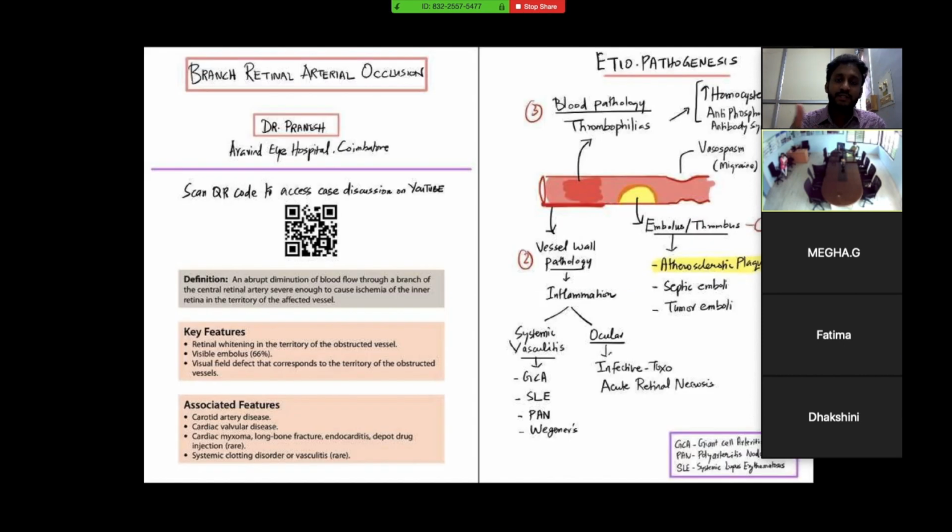Slowly what I did was, whenever I took a class, for example, I took a class on BRAO. Whenever I take a class, an online lecture, I try to create a short article which will run for about 10 to 15 pages, and I will post it online. So in this article on BRAO, you can see there is a QR code. Students can scan this QR code with the help of their phones to access the video as well.